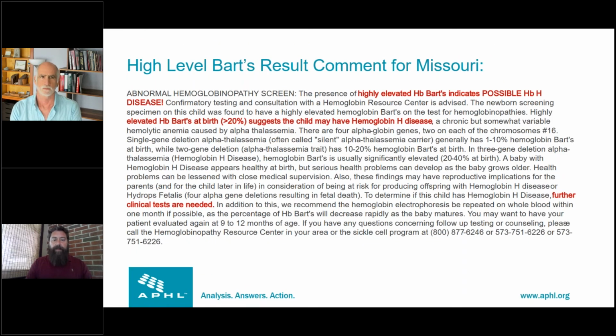And then this is Missouri's, which is even more wordy, but this was all approved by our hemoglobinopathy advisory committee to get as much information in there as we could up front. It also says possible hemoglobin H disease, highly elevated Barts, further clinical tests are needed, and all the other stuff is provided. So that's just an example.